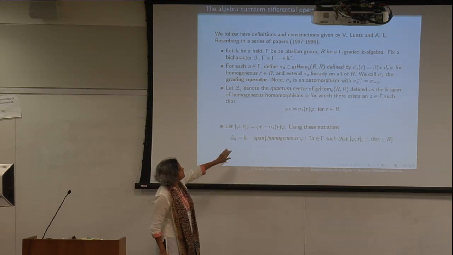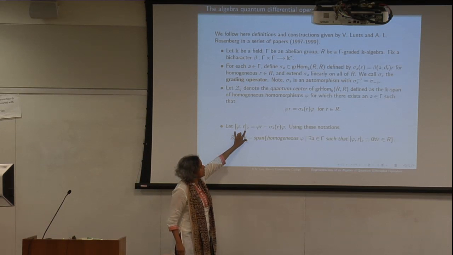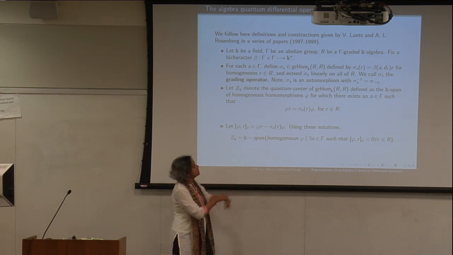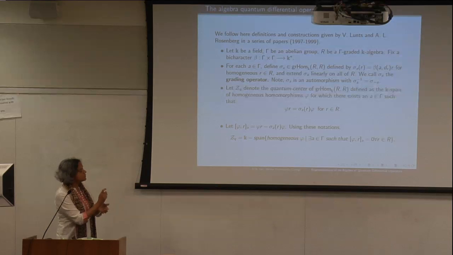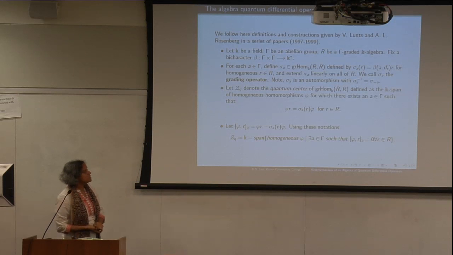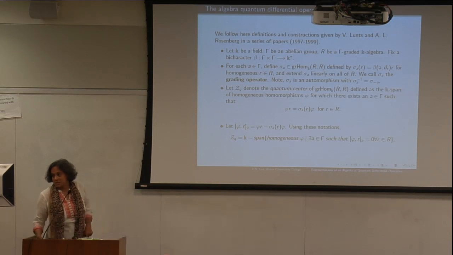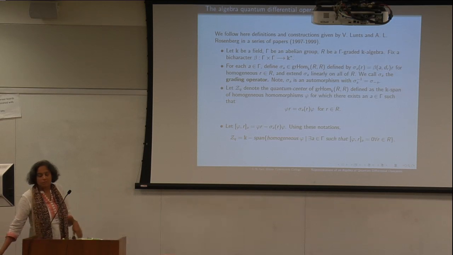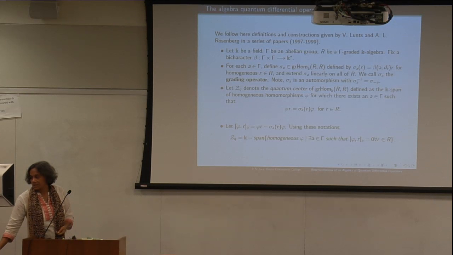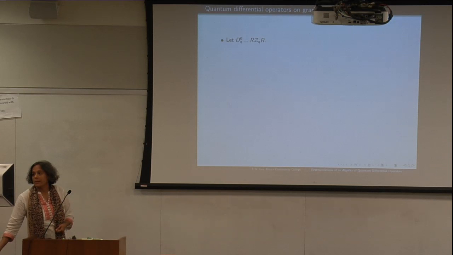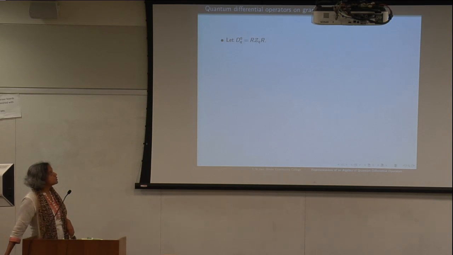If I use the bracket [a, phi](r) to be phi(r) minus sigma sub a(r) phi, so it's just the difference of the two actions, then my quantum center is the K-span of all those homogeneous morphisms whose bracket is 0. Zeroth quantum differential operators is the R-bimodule generated by this quantum center.